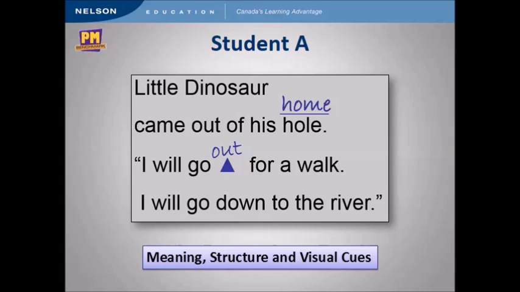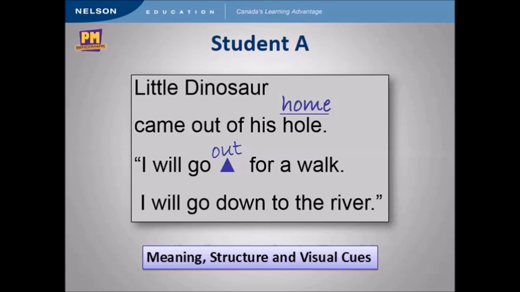It sounds right. Did the student use visual cues? Yes. If you look at home and whole, they both start out the same way. So from a perspective of looking at the analysis, the student is really using all three cueing systems. However, when I look at what they did in terms of visual cues, I would note that this student is using a visual cue, but they're only looking at the first part of the word. They're looking at the H and the O, and they're not looking through to the end of the word.